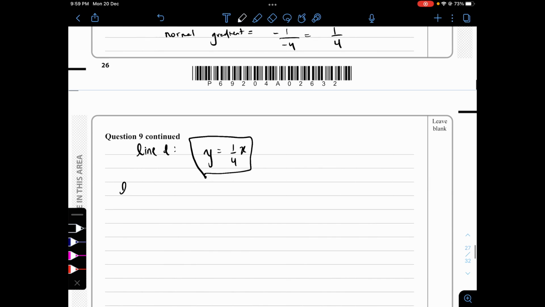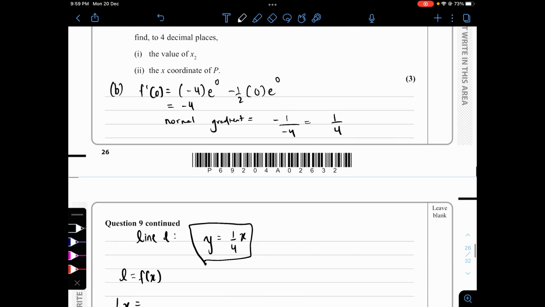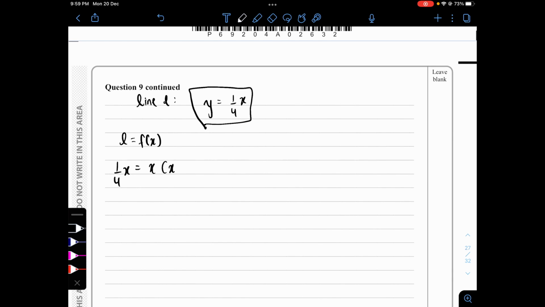So L equals f of x, so that'll be a quarter x equals, we just use the initial equation, x squared minus 4 e to the power of minus 1 over 2x. So you can cross out both x's, so that will be 1 over 4 equals x squared minus 4. Now we can rewrite this, so this is also the same thing as saying e to the power of a half x, because it's a minus power. We can now move this to the other side.